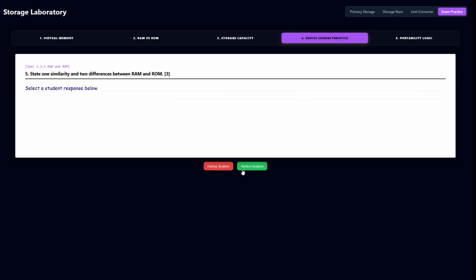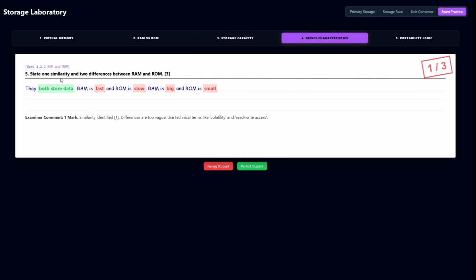Device characteristics. State 1 similarity and 2 differences between RAM and ROM. They both store data. We've had these questions already. I'm just going to move on to the next one.